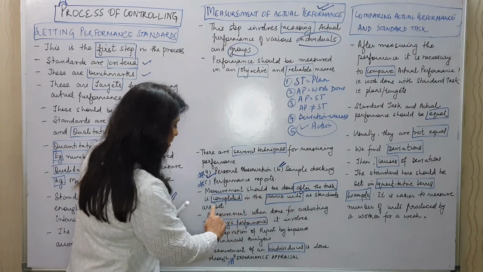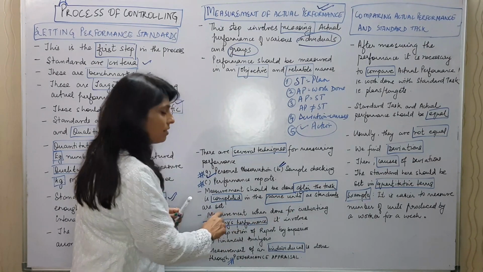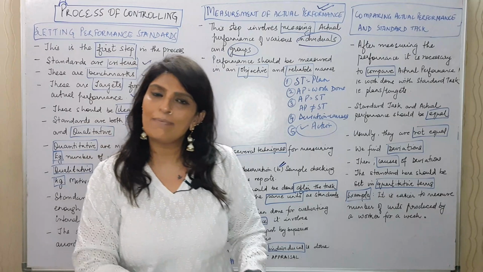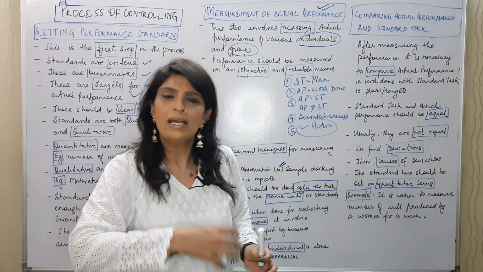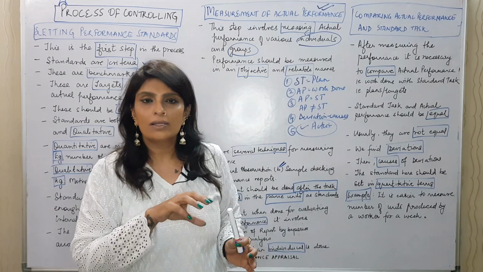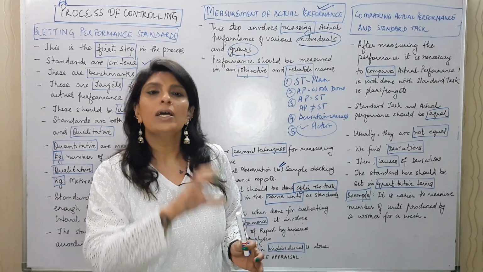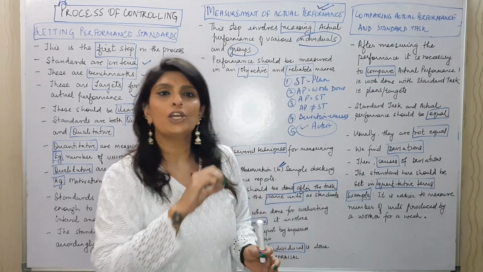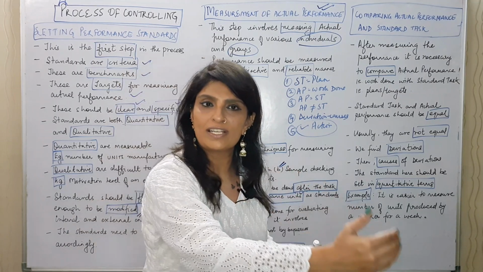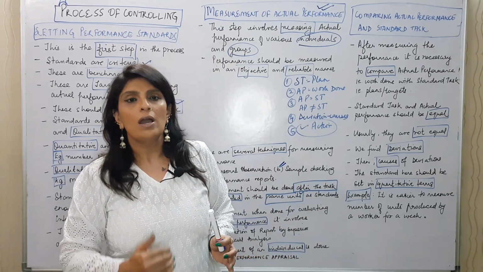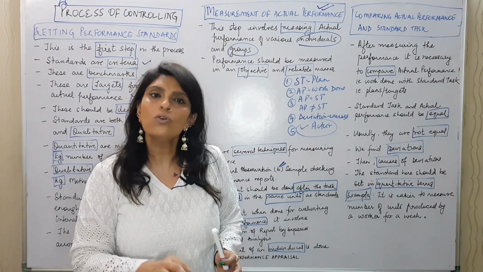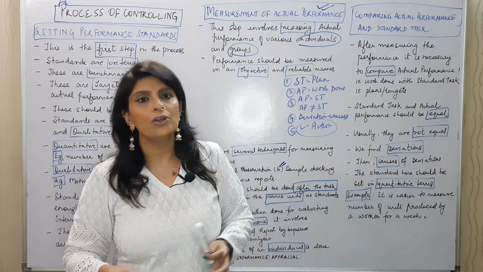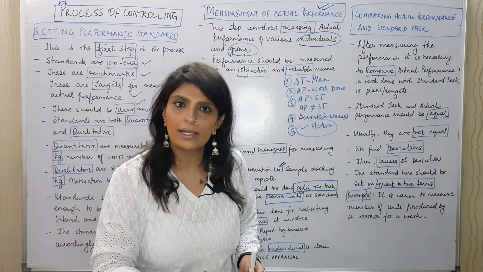Measurement should be done after the task is completed, in the same manner as the standards are set. Of course, if you are talking about sales, the unit should be manufactured, ready for sale, and then you measure the performance, how many units have been sold. When we are talking about production, then you should check according to the production part of it. So it should be in the same manner as you've set the targets.